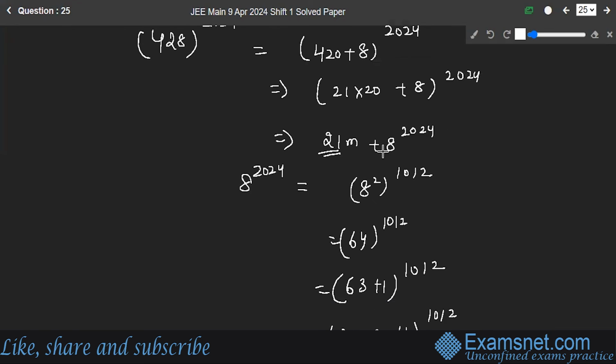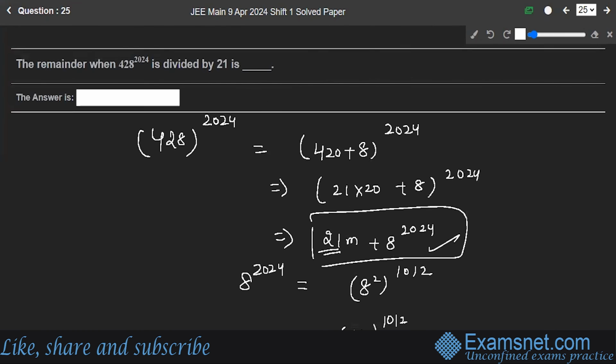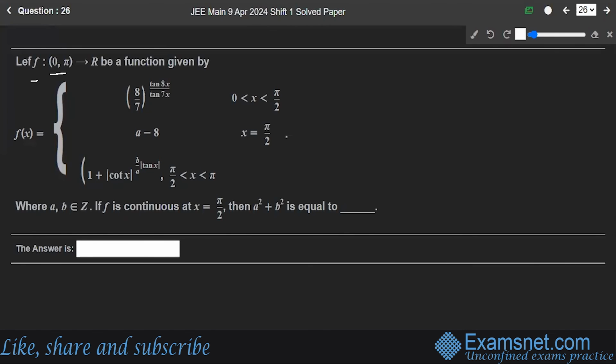See, already this was a multiple of 21. We were concerned only about this, and this gives you the remainder of 1 when divided by 21. So that means the remainder is 1. Hope you got that. Answer to the question, 1. Let's move to the next question. Question number 26, let f be a function from 0 to pi.